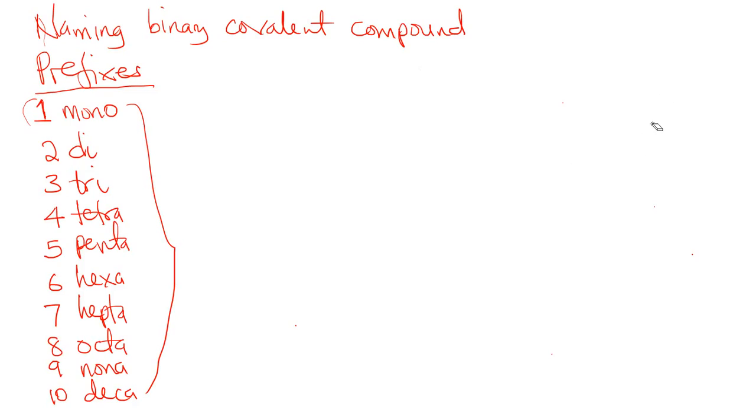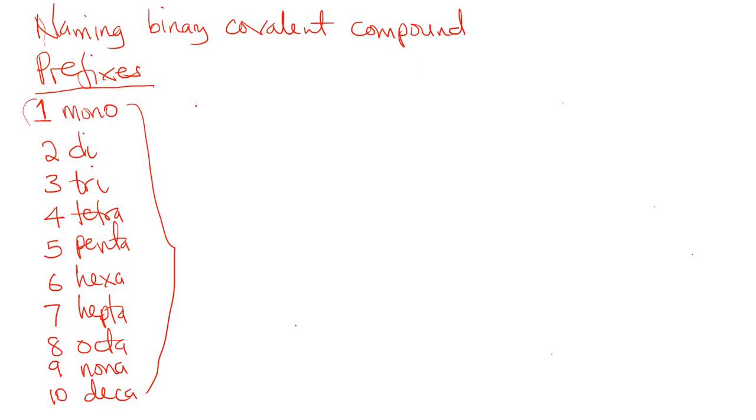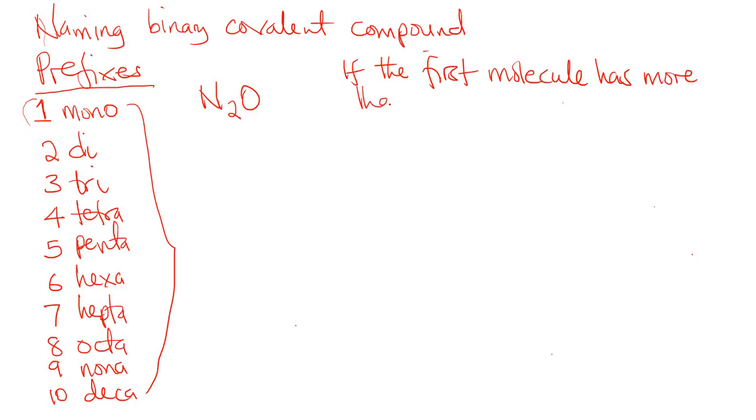So let's take another molecule, N2O. Now, if the first element has more than 1 atom, use a prefix.